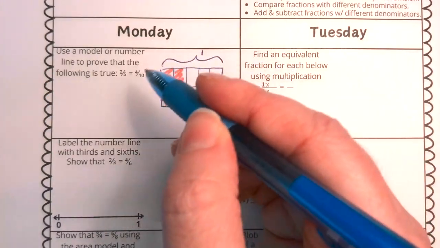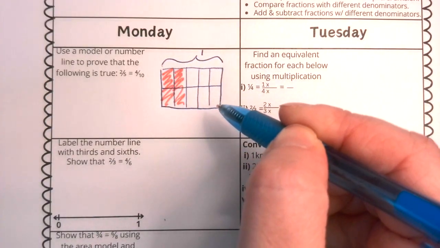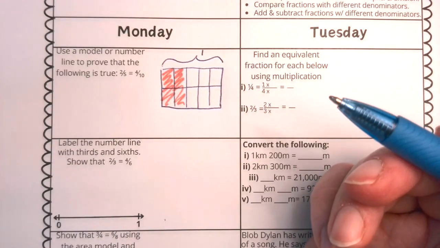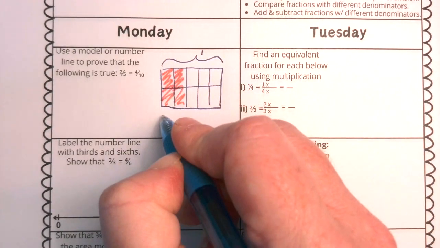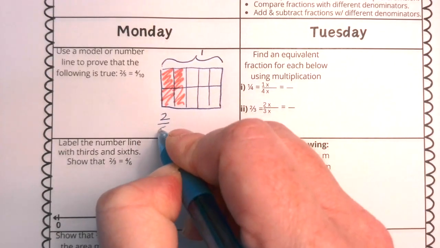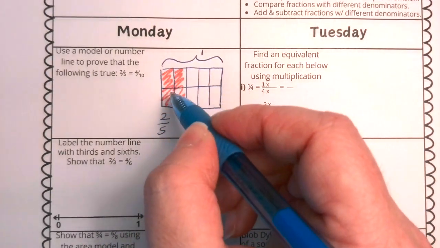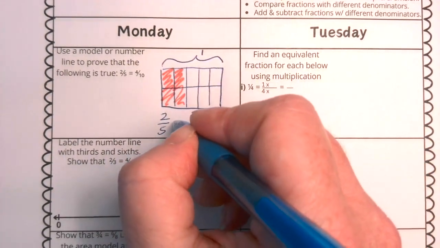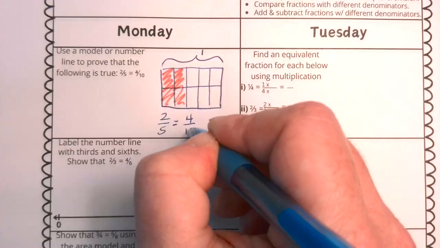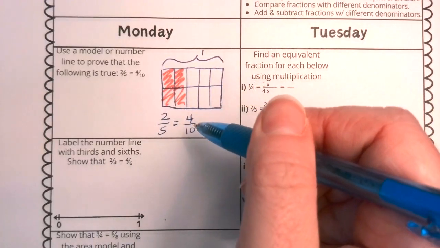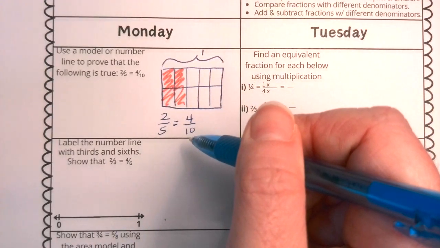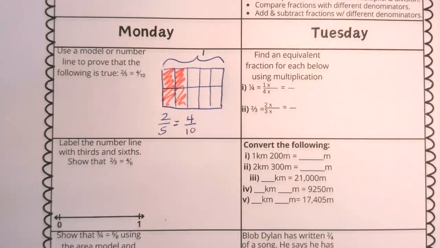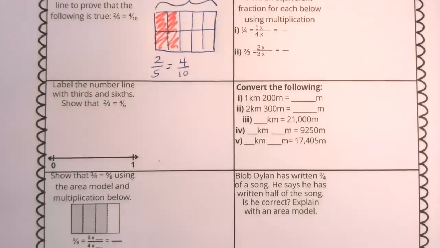Now I'm seeing my whole is broken into 10 rectangles, and I have 4 of those rectangles still highlighted. So in this way, boys and girls, we have proven that 2/5, which I see in 2 of my columns out of 5 columns being highlighted, I have proved that that is equal to 4/10 because I also can show that I have 10 rectangles in my whole and 4 of those are highlighted. I have proven this equivalent fraction equation.